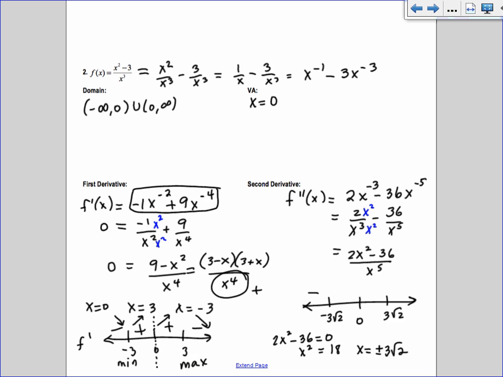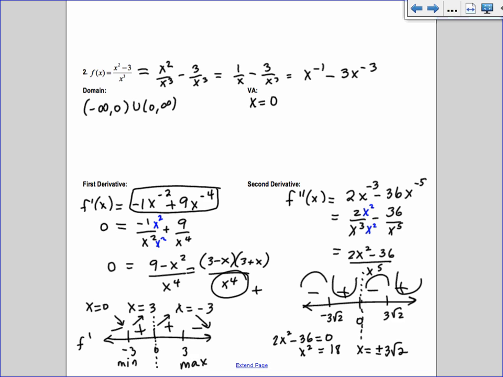And then if I try something smaller than that, like negative 1, I get a negative on top over a negative, so positive. If I try 1, I get negative on top over positive, so negative. And then if I try bigger, I get positive over positive, so positive. So it's down, up, and 0 is still an asymptote. That's why it's not a critical value there. We call them points of interest for the second derivative. So critical values for first derivative, points of interest for second derivative. Think of points of inflection.